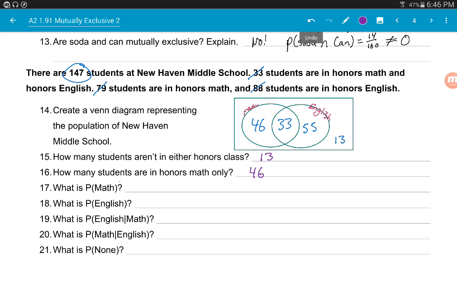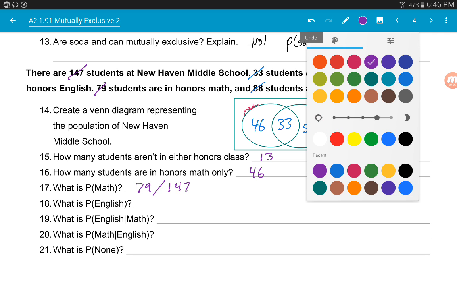Now, what is the probability of picking a student who is in Honors Math? Well, these guys, these gals over here, I don't know their genders, they're made up. So 46 and 33 are both counting towards math. So the probability of picking math is going to be 46 plus 33. That's going to be, oh, yeah, duh, 79. So there are 79 math students out of 147 total.